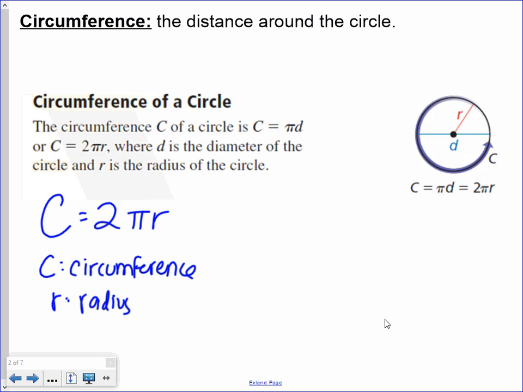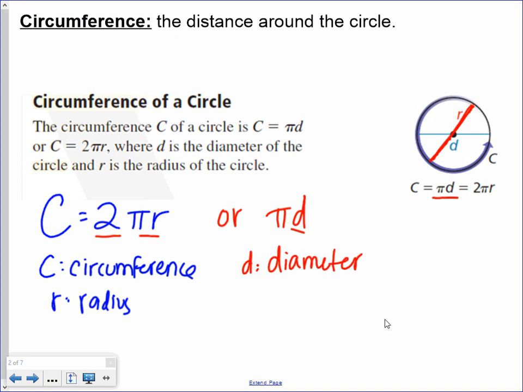Now, the second way of writing 2 pi r comes from the fact that 2 times r, 2 times the radius, 2 radii put together is really 1 what? Diameter. So the other way of writing it is pi times d, but it's the same exact formula because 2 times r is where the d comes from. 2 radii is a diameter. So 2 different ways to write it, but they both get you the circumference.